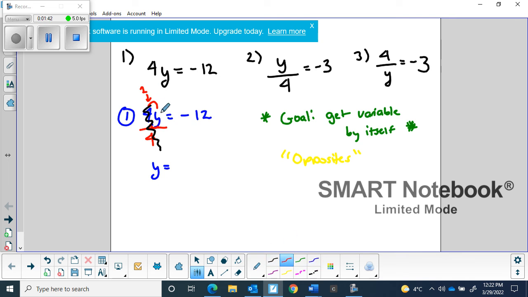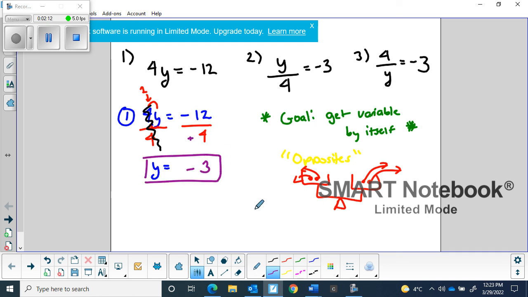But we also have to do the same thing to the other side because an equal sign means it's a scale and it's balanced. If I have a scale and I have 2 apples on both sides, right now it's even. If I take these 2 apples away, my scale is going to be unbalanced. So I'd also have to take 2 away from the other side to keep it balanced. So if I'm dividing by 4 on one side, I have to divide by 4 on the other side. When I do that, 12 divided by 4 is 3, and a negative divided by a positive is negative, and that would be my answer.